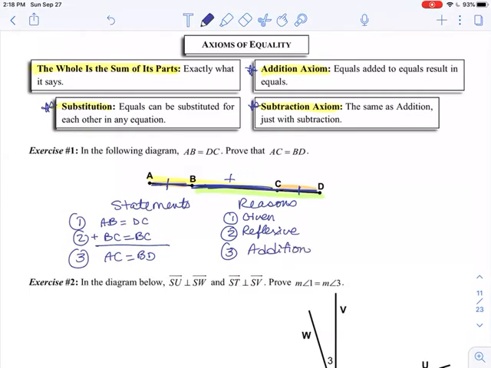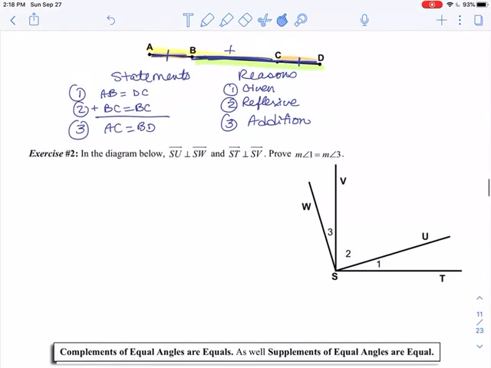Done. So yes, I could do this a little bit more complicated and say AB plus BC equals AC as part of a step, and that would be the one, the whole is equal to the sum of its parts, but that's what we're allowed to skip. And just go right to addition. As long as you're taking two things that are equal and adding on two things that are equal, then you're good to go.